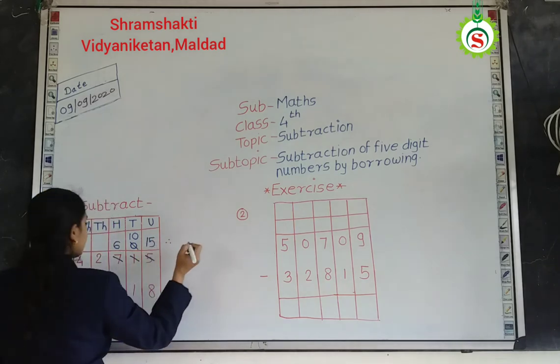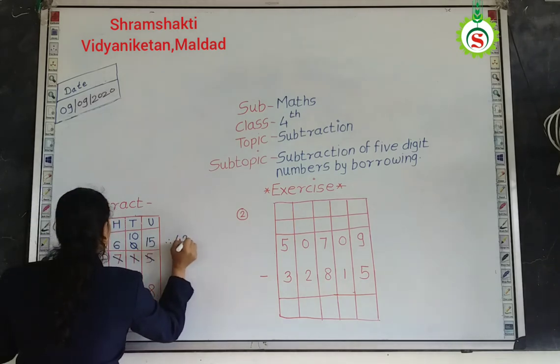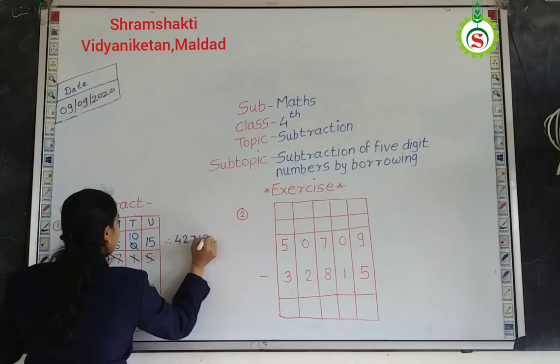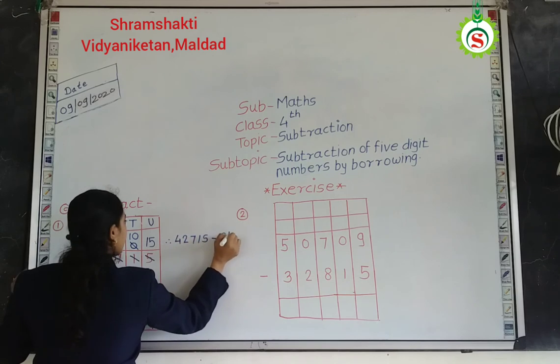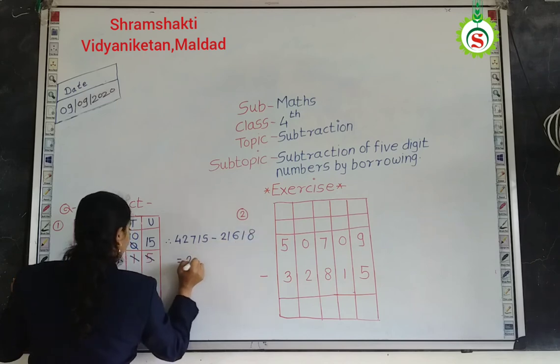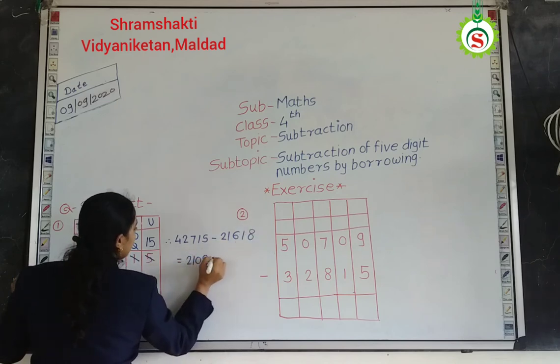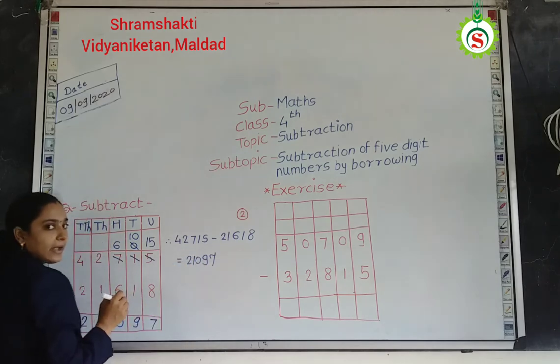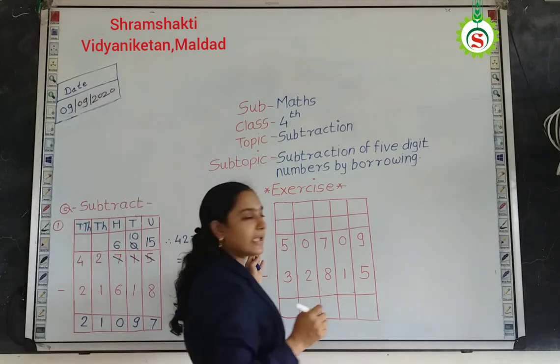Therefore, our answer is 42,750 minus 21,618 is equal to 21,097. Do you understand? Okay, now see the next example.